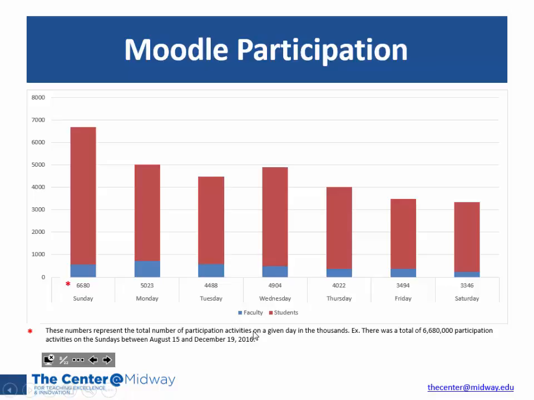Now, one thing we want to point out here is that these numbers represent the total number of participation activities on a given day in the thousands. So you're going to add some more zeros at the end of these. But, I mean, that's quite a bit. Would that be 668,000? An average of 668,000 participation activities every Sunday of the last semester in Midway's Moodle. That's huge. We got a lot of stuff going on, and I think we should all be very proud of it. I mean, that's ginormous. Yes?